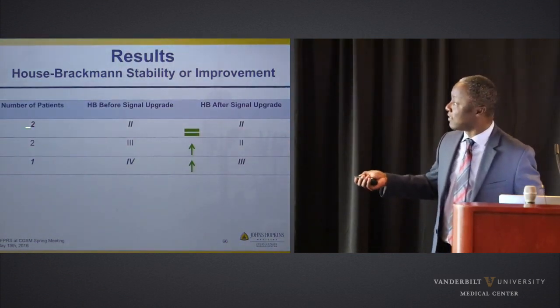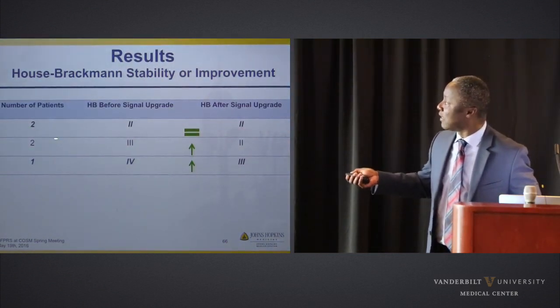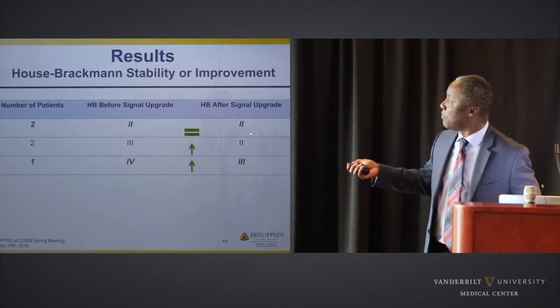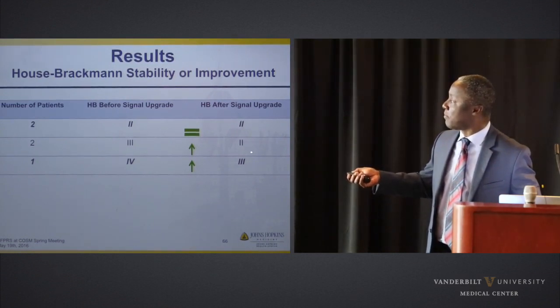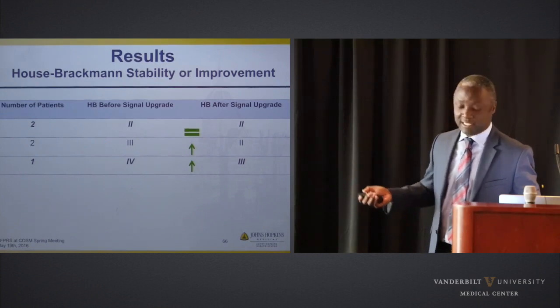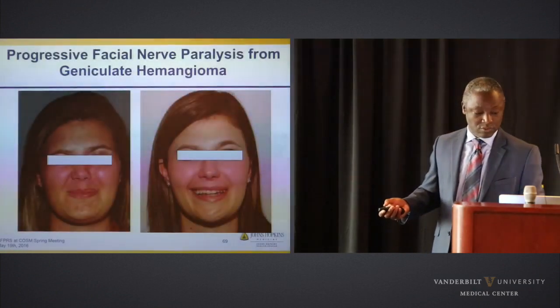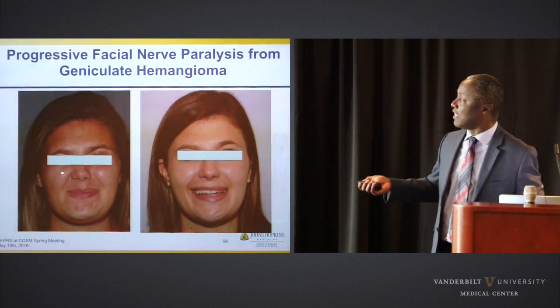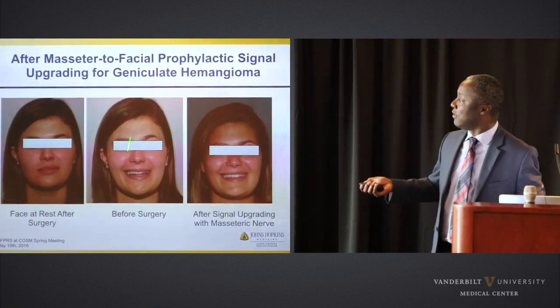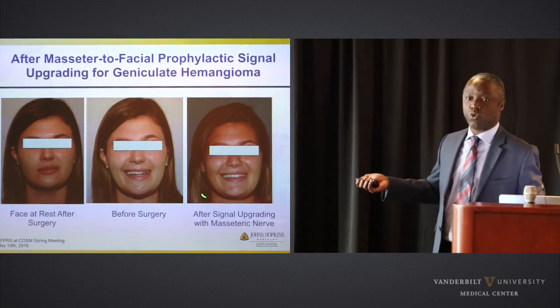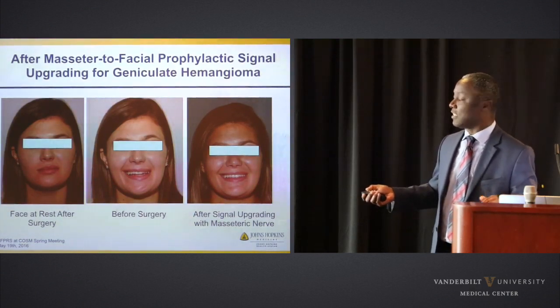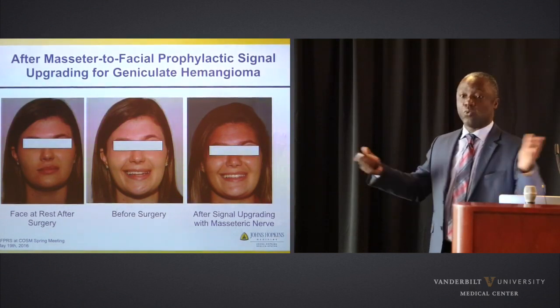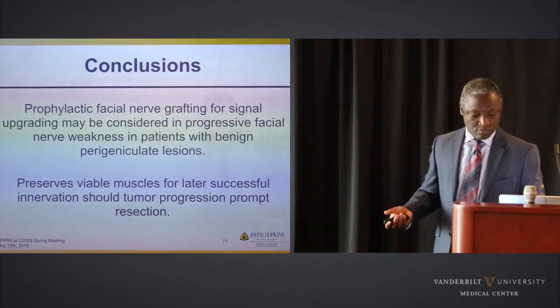And this is the result from that study. We have patients who started from a House-Brackmann 2 and we maintained it, and patients who were House-Brackmann 3 that we improved their function. This is an example of a patient. This patient has a hemangioma, a large hemangioma in the geniculate region, and this is how she presented. And we have done that signal upgrading procedure, and for the past 6 years, I've just watched her facial function has been stabilized, so we don't need to go take the tumor out.